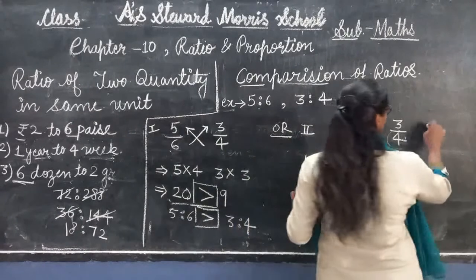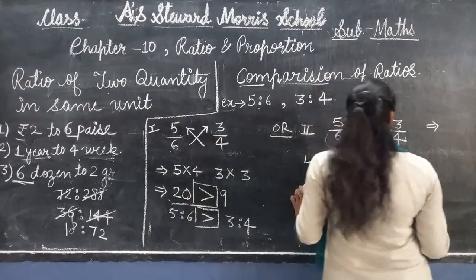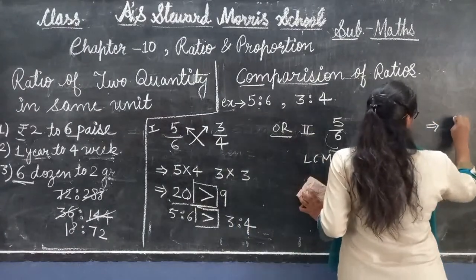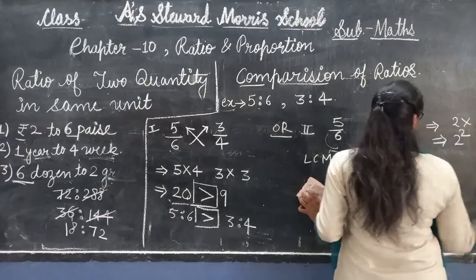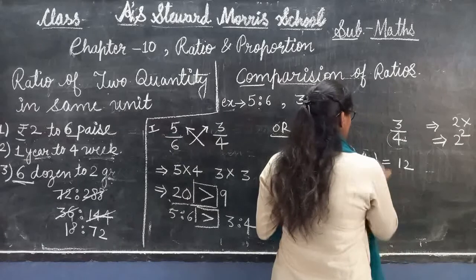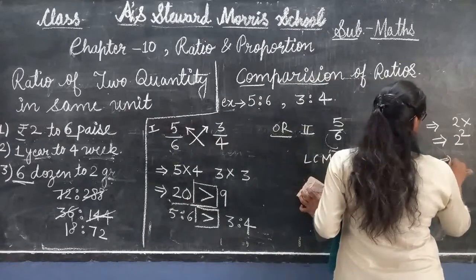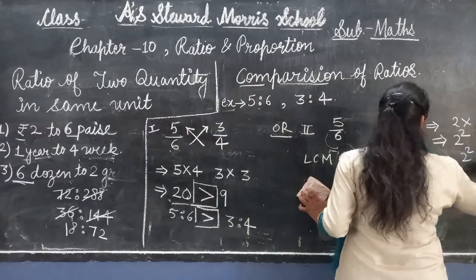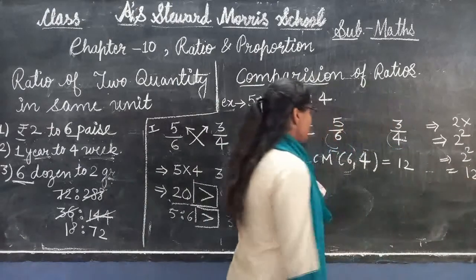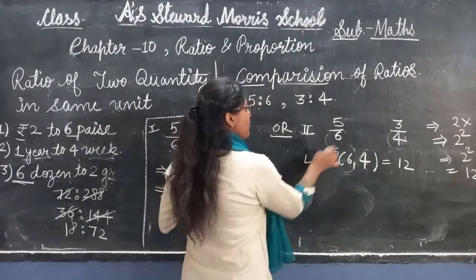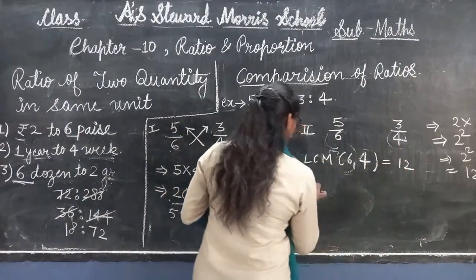If you are not calculating orally, you can use the chapter number 3 power method there. 6 you can write 2 into 3 and 4 you can write 2 power 2. And you need to take the LCM. So what is the LCM? 2 power 2 multiplied by 3, that is 4 multiplied by 3 is equal to 12. Okay. Now LCM of 6 and 4 is equal to 12.